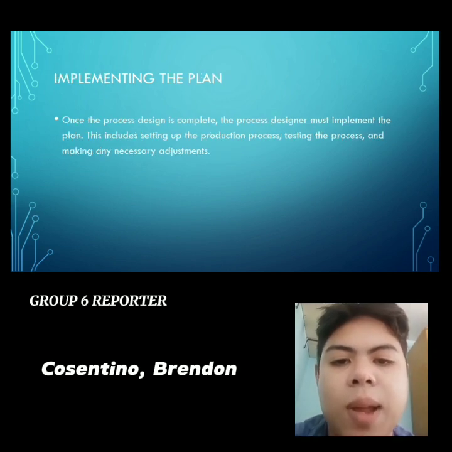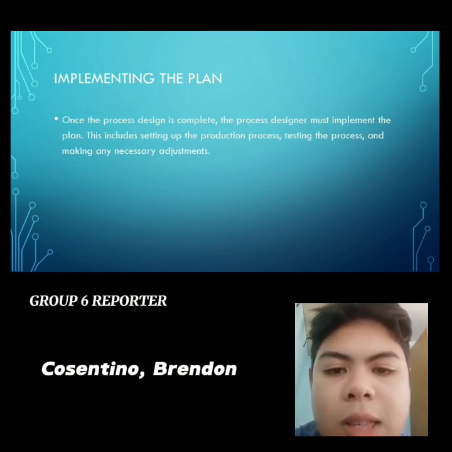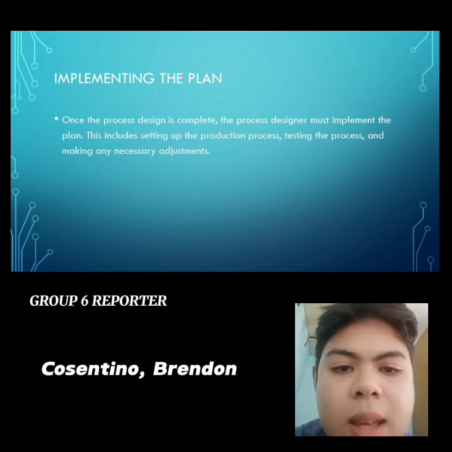Implement the plan. Once the process design is complete, the process designer must implement the plan. This includes setting the production process, testing the process, and making any necessary adjustments.